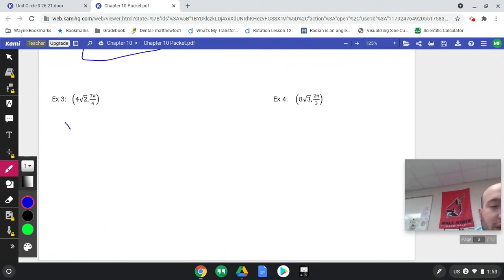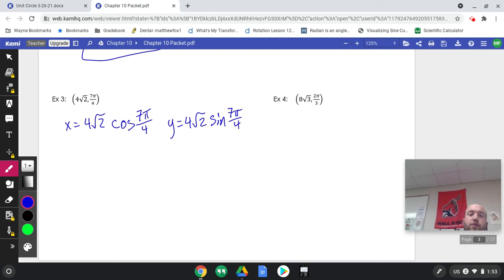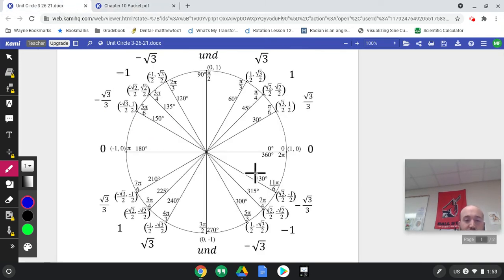So for our next one, x will equal 4 square root of 2 times cosine of 7 pi over 4. Meanwhile, y will equal 4 square root of 2 times the sine of 7 pi over 4. And so if we look on our unit circle, 7 pi over 4, so down here, square root of 2 over 2 for cosine, negative square root of 2 over 2 for sine.